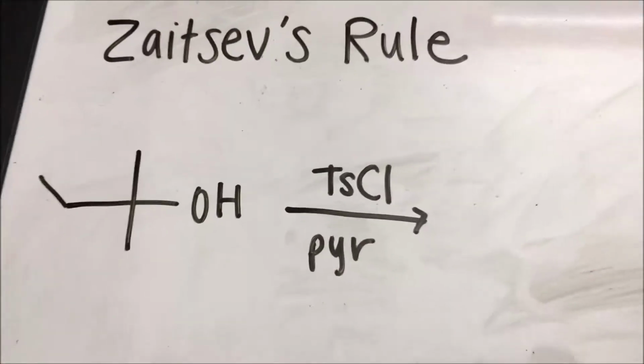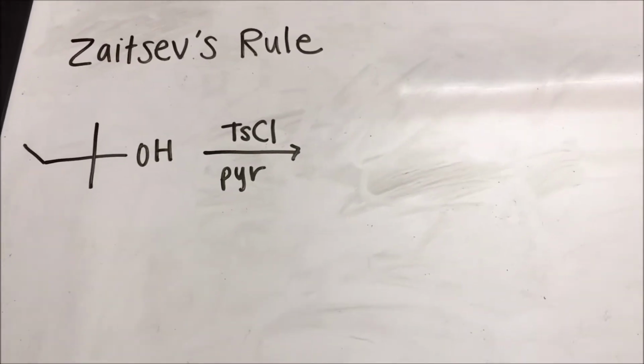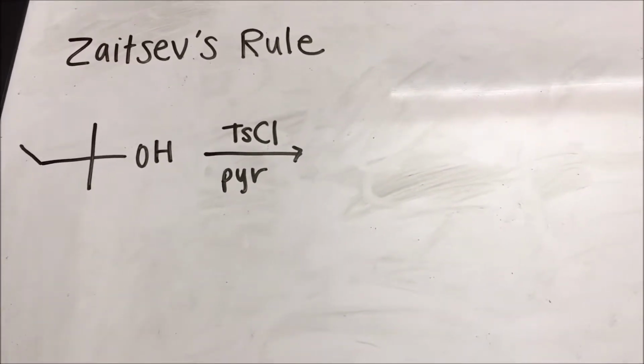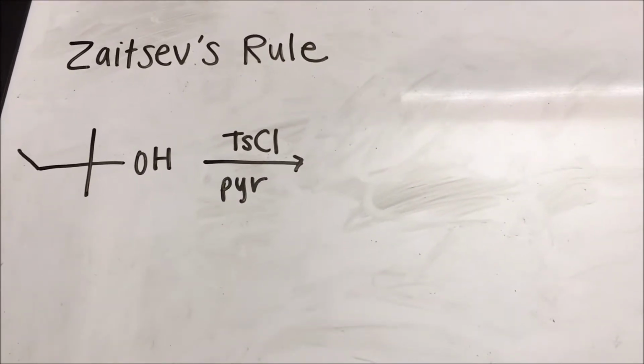Zaitsev's rule states that an E2 reaction will preferentially form the more stable alkene, or the more substituted alkene. This doesn't factor in when eliminating from a primary alcohol, as there is only one beta carbon from which to take beta hydrogens, which means that there is only one product that can be formed anyway.